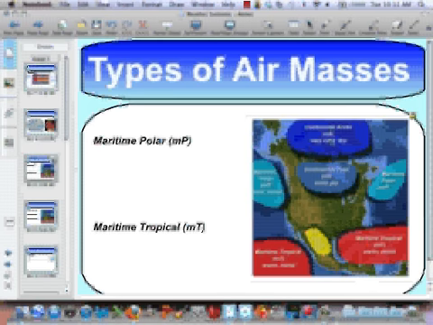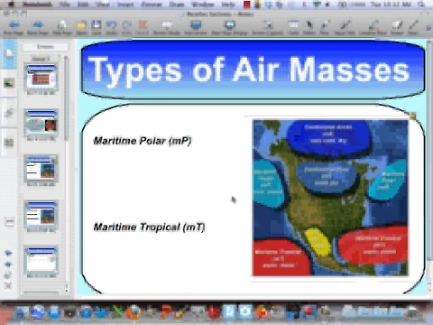So we're talking about maritime polar. Where's that at? It's in the poles, but it's over water. So you're talking about your polar oceans. And typically with maritime polar, cold and moist. Cold because where is it at? It's up in the poles, cold there. It's moist because it's over water. Which is why, look at where this air mass is sitting right over here.